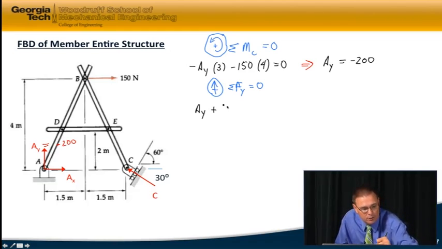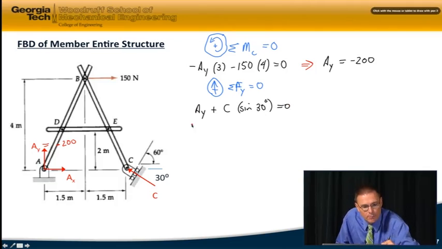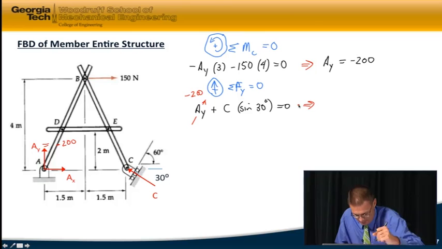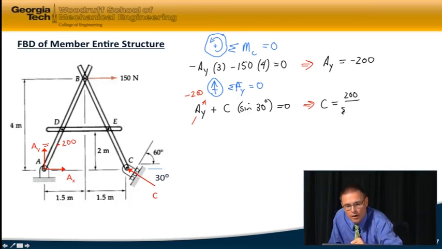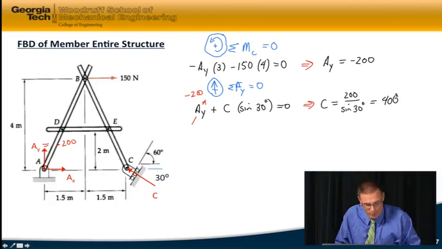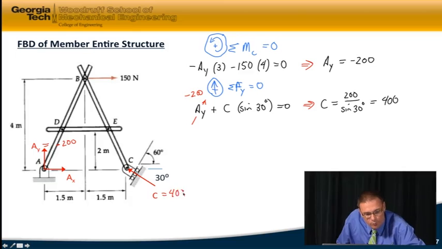And then I have plus C times its component in the y direction, which is sine of 30 degrees, equals 0. I'll go ahead and put in my value of AY of minus 200, and I get C equals 200 over sine of 30 degrees, or that's a value of 400. And so C has been solved for as 400.